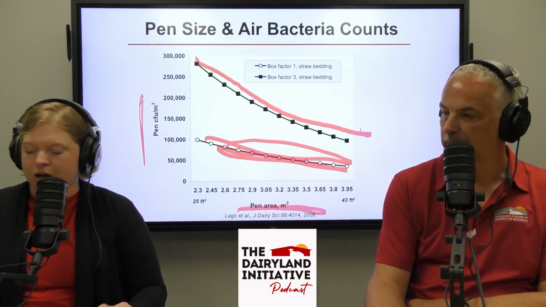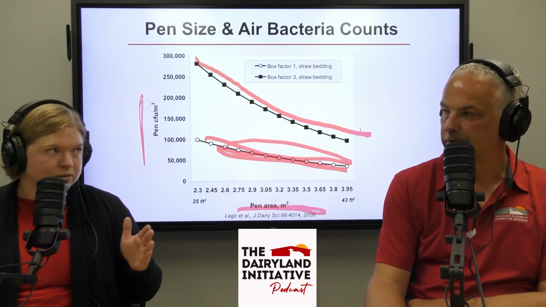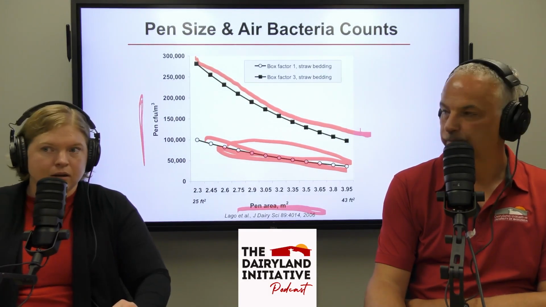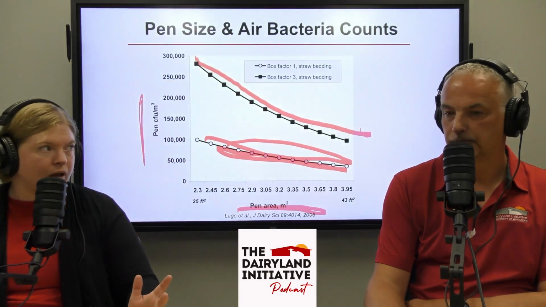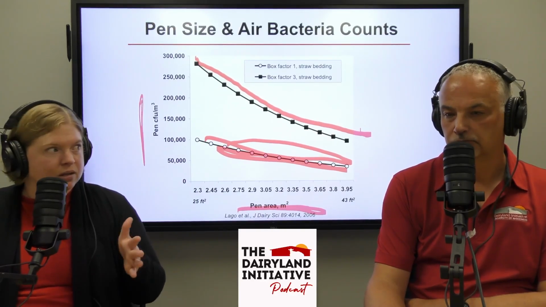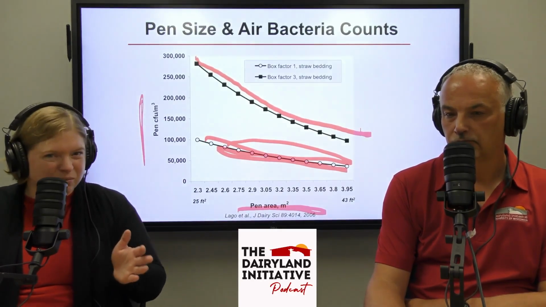This darker line is solid panels. The type of pen that we're looking at. So obviously with mesh panels, there's a little bit more air movement between the space, whereas with a solid-sided panel, it's a little bit more constricted.